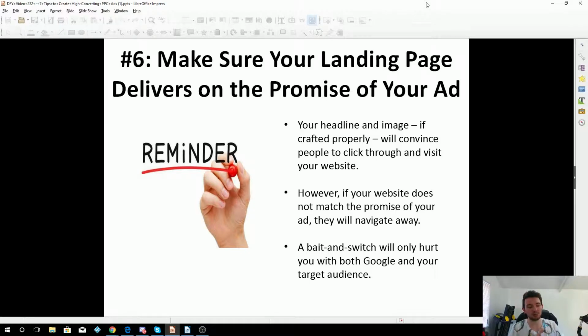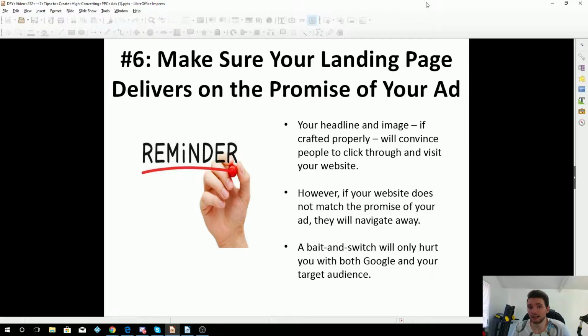6, make sure your landing page delivers what you're actually promising on your ad. So don't advertise a free ebook, someone clicks on your landing page, and you're charging $50 for that ebook. Make it congruent throughout. Don't lie to your customers. Don't do a bait and switch.